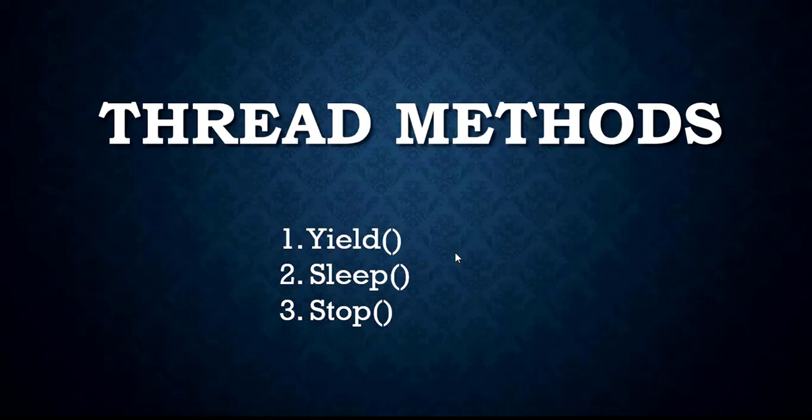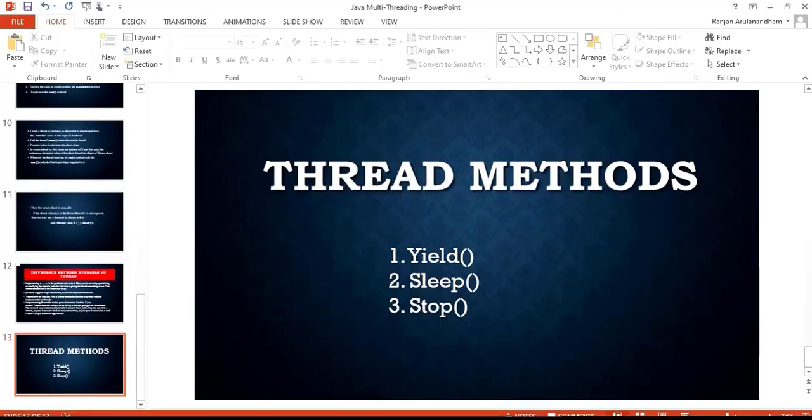So what exactly is this yield method? Basically, for example, let's say you want a thread to relinquish control to another thread of equal priority before its turn comes. We can do that by using this yield method. I don't want to confuse you much. Let me show you this example for a better understanding.